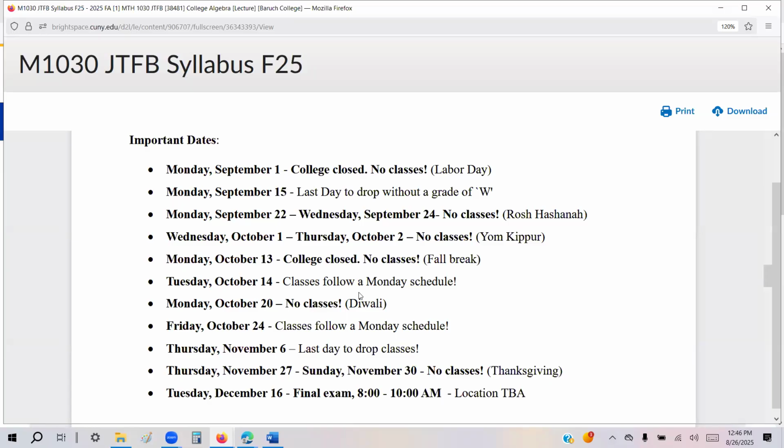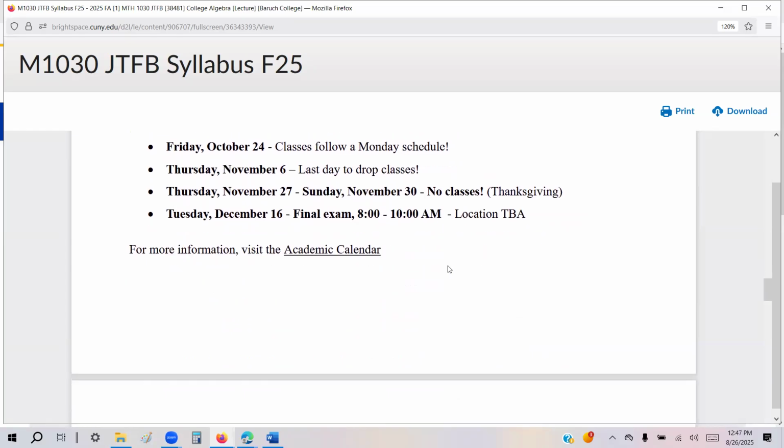October 14 and October 24. Oh, 10 days apart. So in October, there are 2 days you're not going to do: one Tuesday and one Friday. You're going to go to your Monday classes. Our final exam is December 16, Tuesday. And then any day we don't have classes, these are listed here.